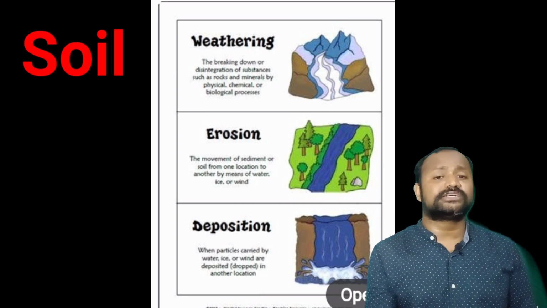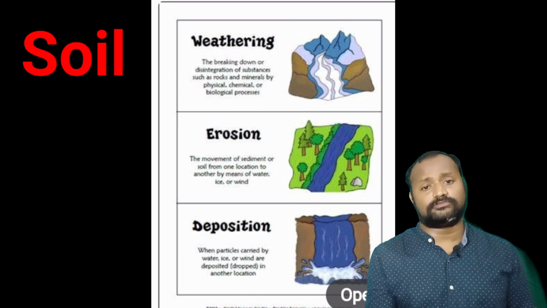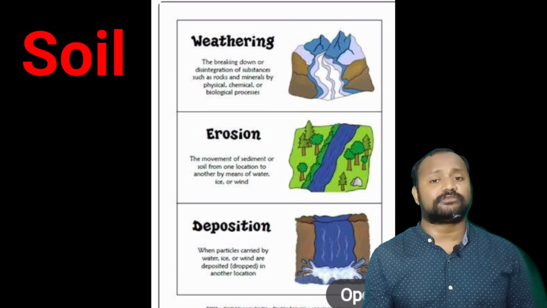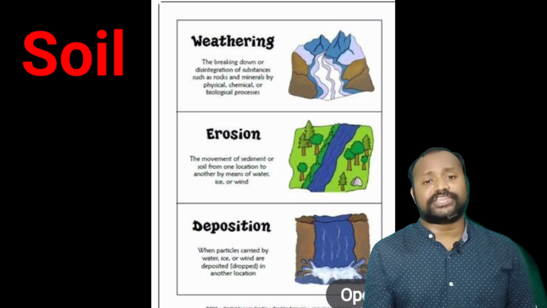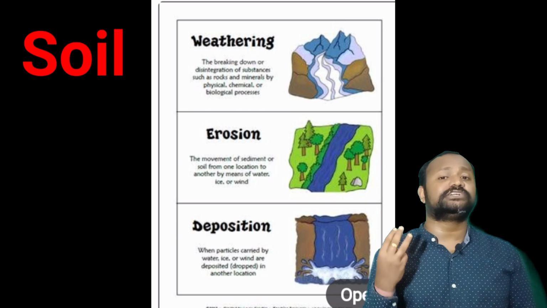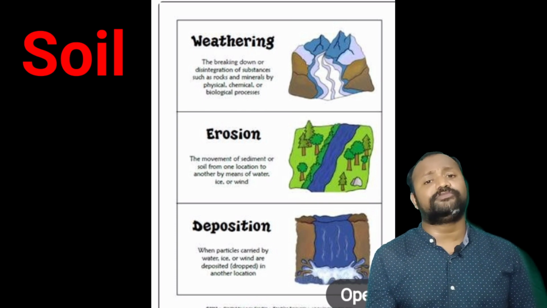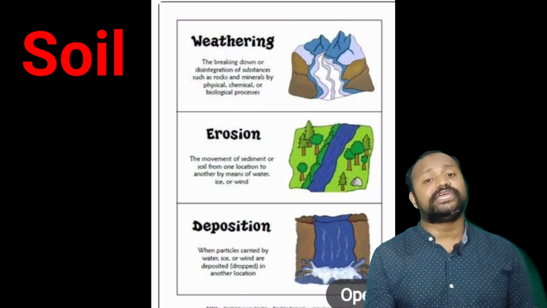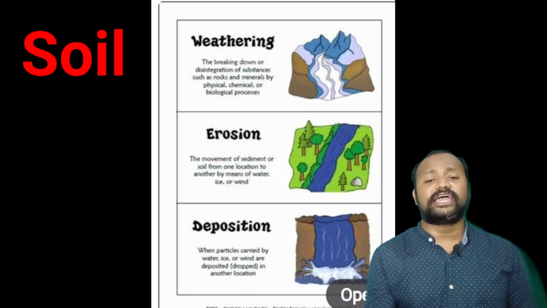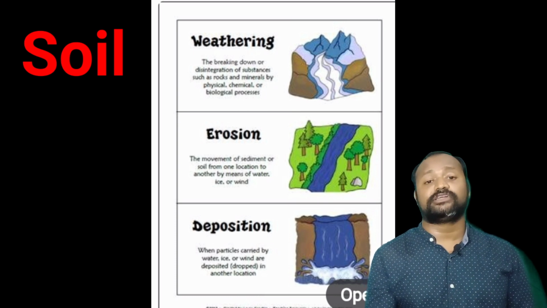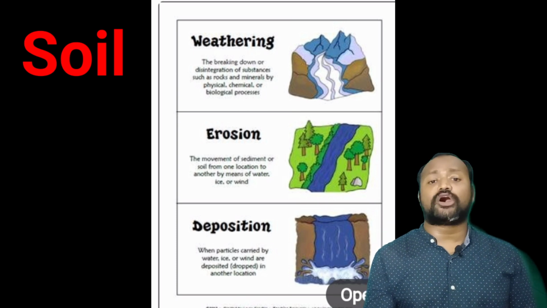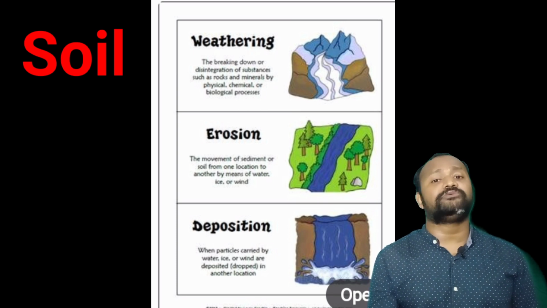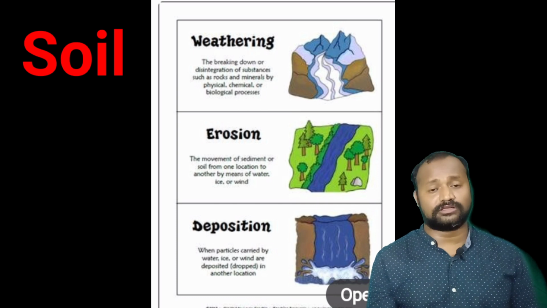Next we will discuss how the soil is formed and what the factors responsible for the formation of soil are. In general, three major things are responsible for the formation of soil: weathering, erosion, deposition, and another is decomposition. So what is weathering? Normally, students, soil is formed by the breaking and wearing and tearing of rock.